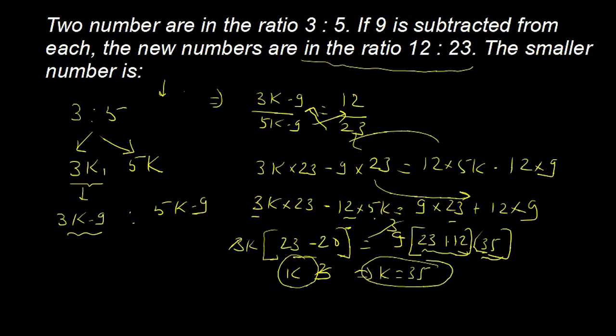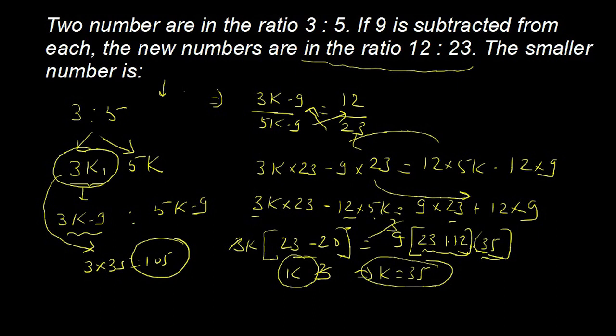Now the smaller number. Which is going to be the smaller number? 3k should be the smaller number. So 3 multiplied by 35, 105 is going to be the smaller number.